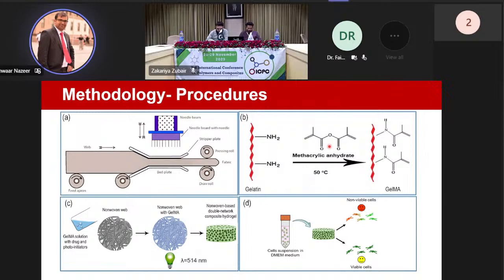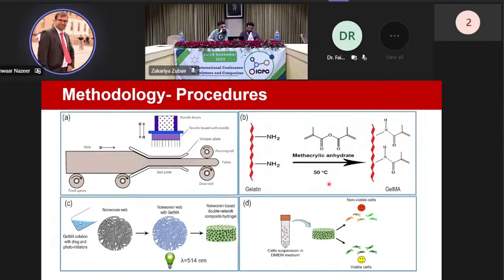So in this study, what we have done, we have taken the polyester fibers and we converted them to the non-woven fabrics through needle punching technique. That is a very commonly known technique in textile engineering. On the other hand, we have taken the gelatin. The gelatin is a naturally occurring material, and this is a bioactive material. So we took that material, we functionalized it with the methacrylic anhydride, and we ultimately obtained the methacrylated gelatin.